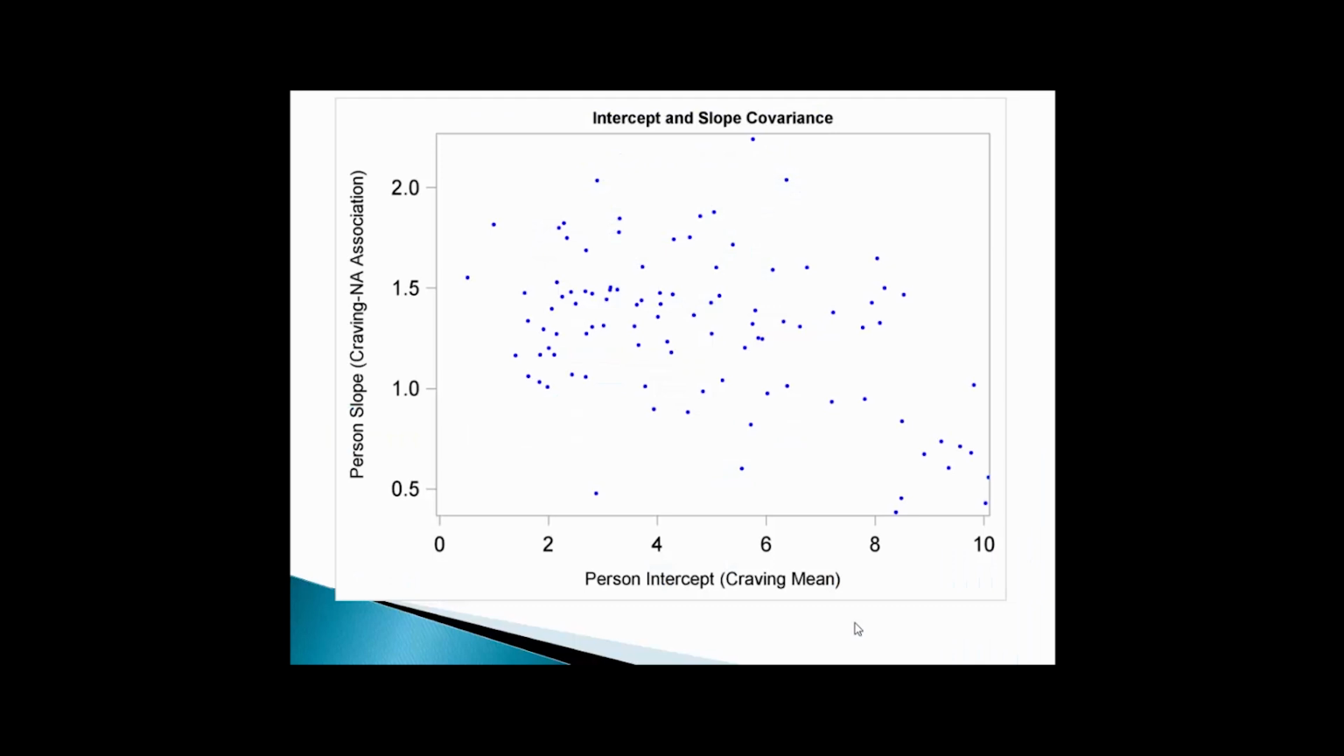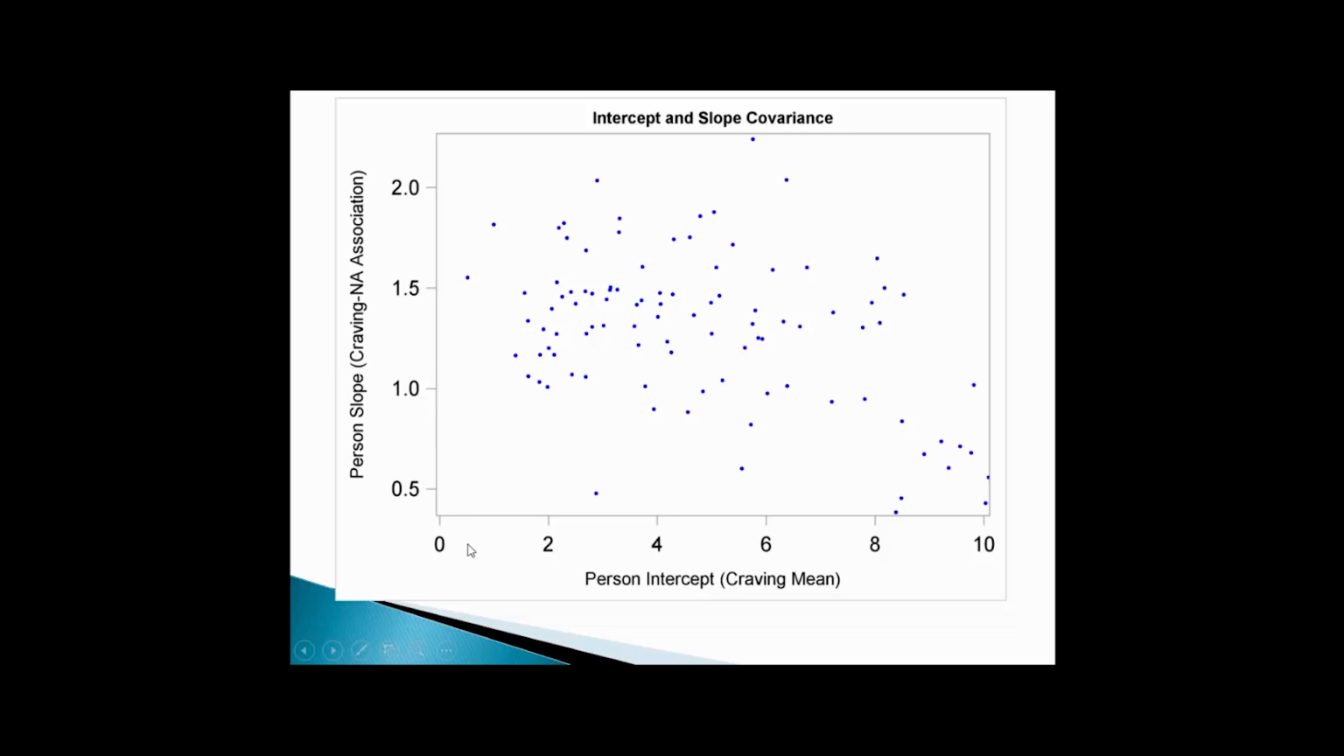Now, we talked about intercept and slope covariance. So what I wanted to do was sort of plot this out. What you've got here is a plot where you have each person's slope, and so that's the craving negative affect association on the y-axis. How much craving is increasing within a person when negative affect increases by 1 unit. For some it's increasing 2 units, for some it's increasing 1, some fewer.